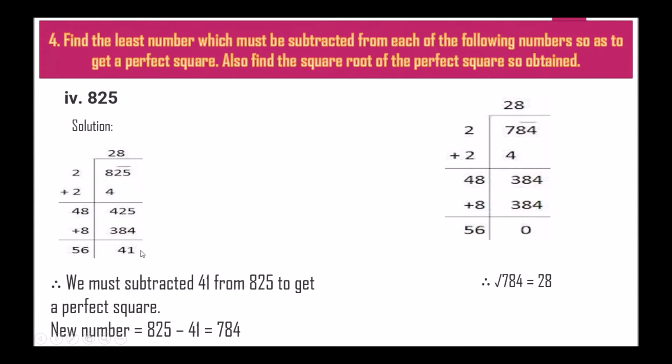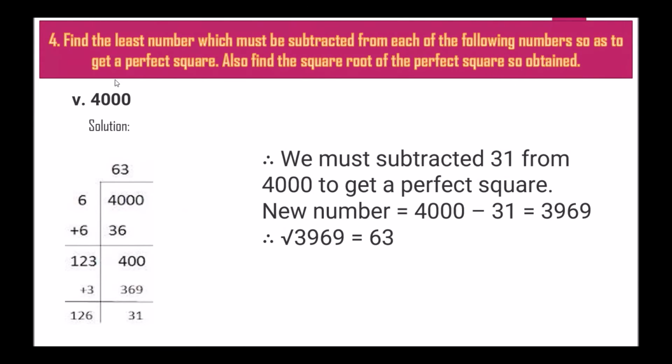825. If we see with the division method, we can say that we must subtract 41 from 825 to get a perfect square. So the new number is 825 minus 41, that is 784, and the square root of 784 is 28. 4000. If we do it with the subtraction division method, we must subtract 31 from 4000 to get a perfect square. So the new number is 4000 minus 31, that is 3969, which is the perfect square of 63.